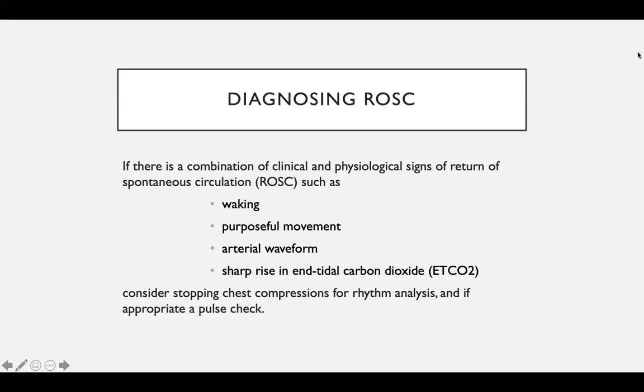And then what do we do if we're successful? So this is the best outcome, isn't it, that we get ROSC. So if there is a combination of clinical and physiological signs of return of spontaneous circulation, we can consider stopping chest compressions for rhythm analysis and, if appropriate, a pulse check. So signs of ROSC would include waking, purposeful movement, arterial waveform if we've got invasive monitoring, or a sharp rise in end-tidal CO2. And ideally, we want a number of those signs in order to pause between our rhythm checks.